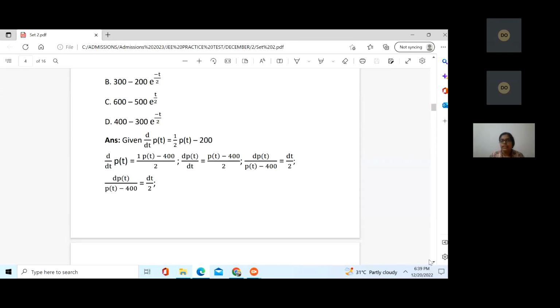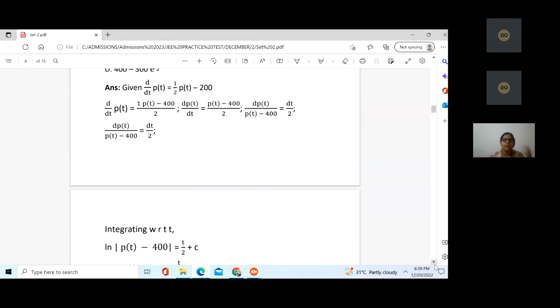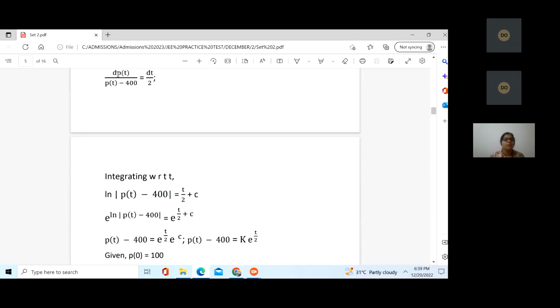Now in the question, as the answer is in the form of e raised to something and I need to solve this, I'm going to integrate on both sides with respect to t. For this term, you have studied it, right? dp(t) by (p(t) minus 400) can be of log. So I can write this as log of p(t) minus 400 equal to t by 2 plus c.